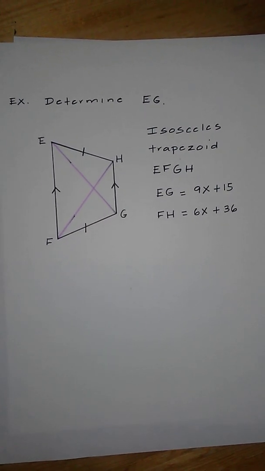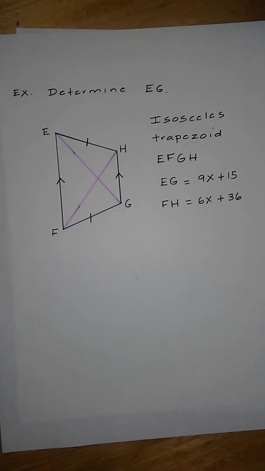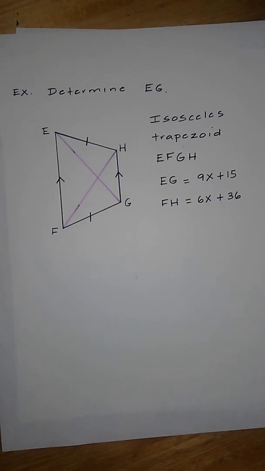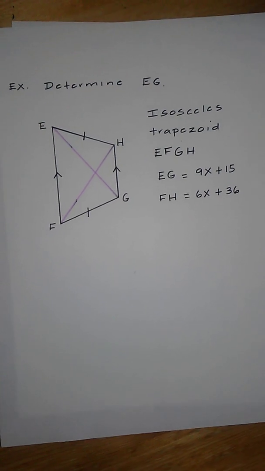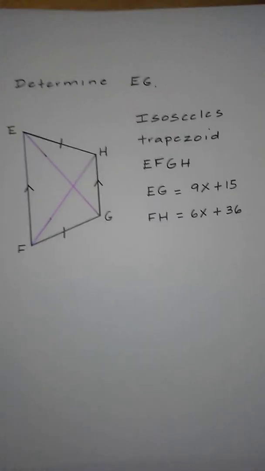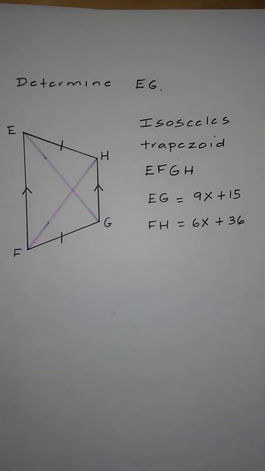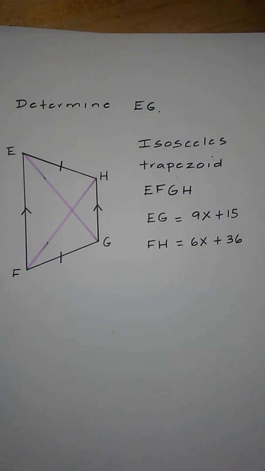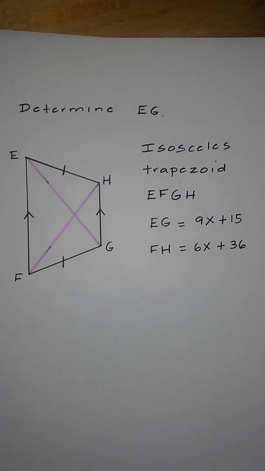I switched papers so we can look at an example. This example is about the diagonals, and I drew them in purple of an isosceles trapezoid. So we have congruent diagonals, which means that we are able to do an equation that we've nicknamed part equals part.